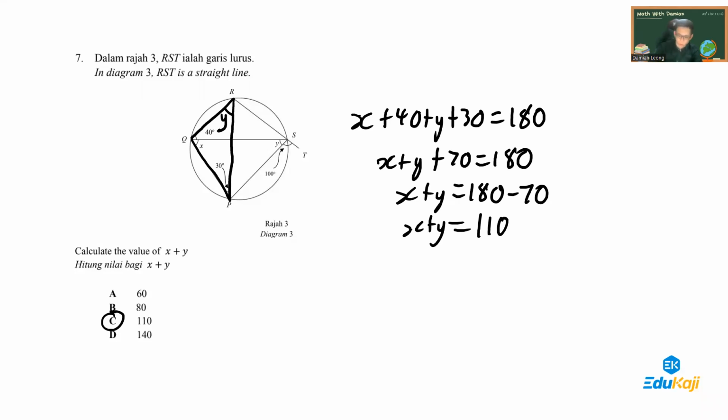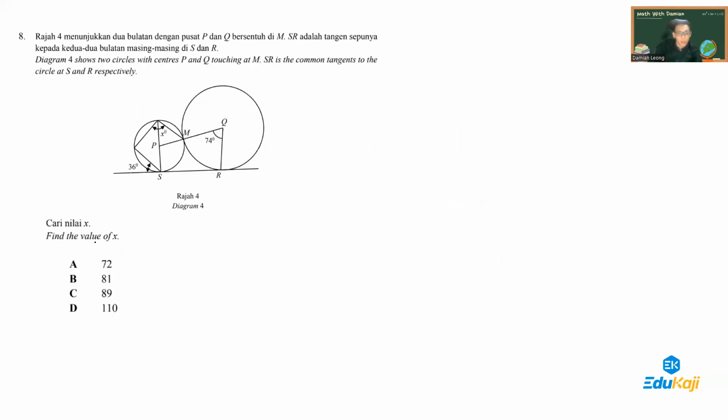So we don't always need to find the values separately. We can straight away find x plus y as well. So it depends on the question. Question 8. I have two circles touching at point M. SR is the common tangent to both circles. So find the value of x.